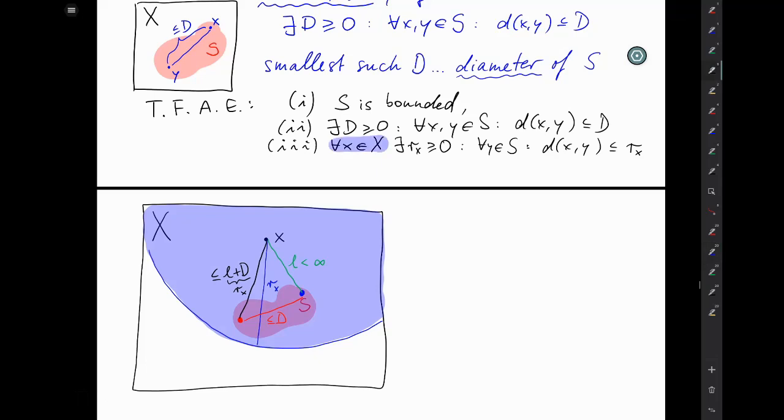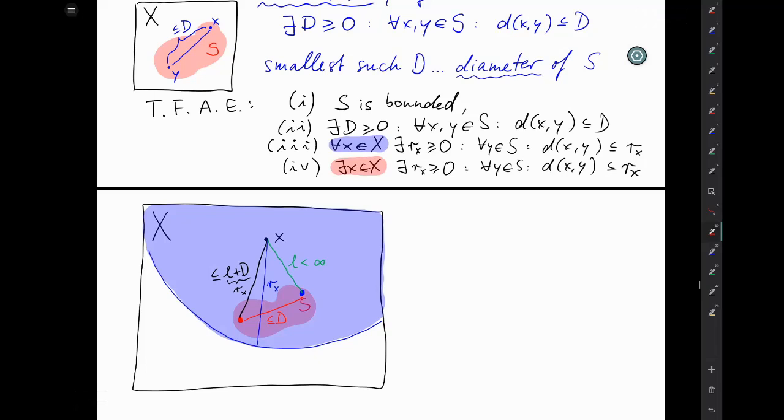Okay, and the fourth property, which is also equivalent to the other 3, is that we're not expecting it for all X, but there exists an X in the space, and the rest is just as in property 3. There is a radius R depending on that point X, so that every point of S is within that radius of that point X. So it's clear that property 3 implies that new property 4, because if it holds for every X, then it holds for at least one X.